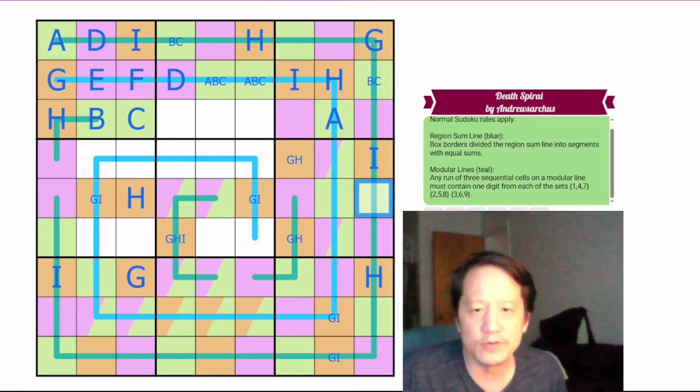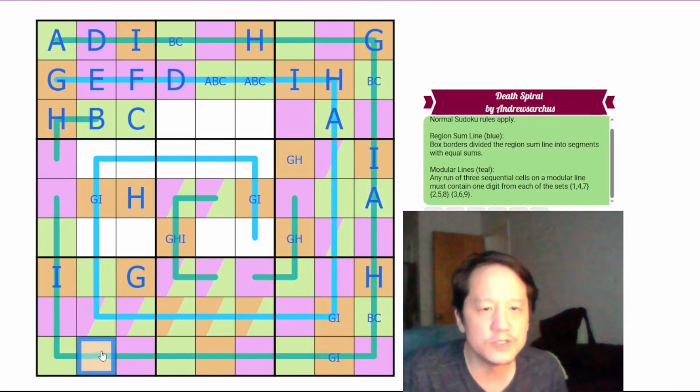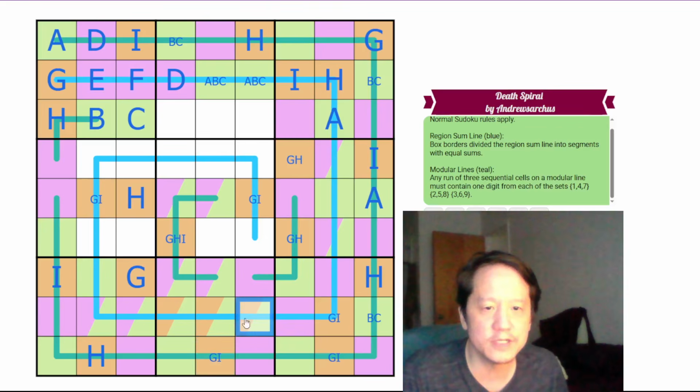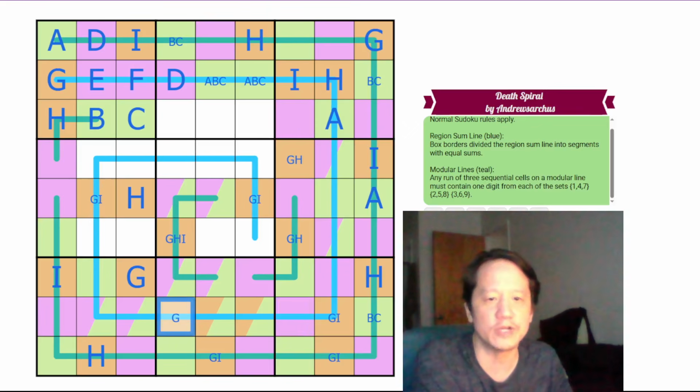A can't be either of these, so A is here. This is B or C. This is H. So this is G or I also. And we have a guaranteed H here. We have one green here, one green here, one green here. This cannot be green. So that's orange, which is G or H or I.